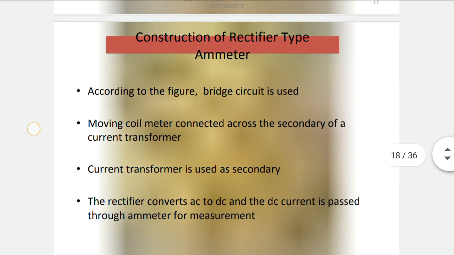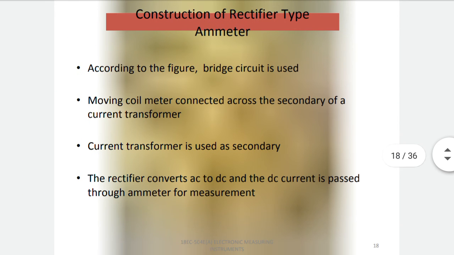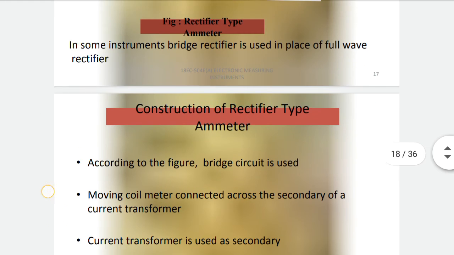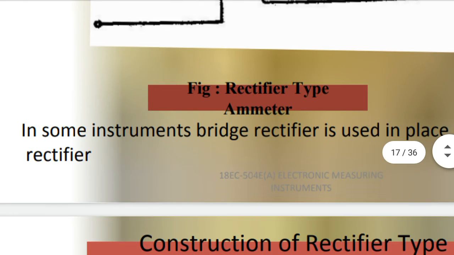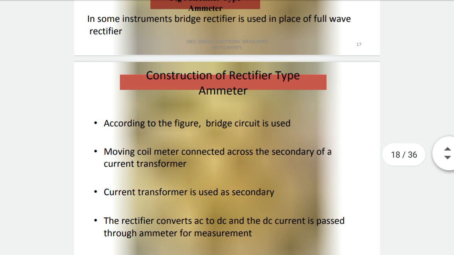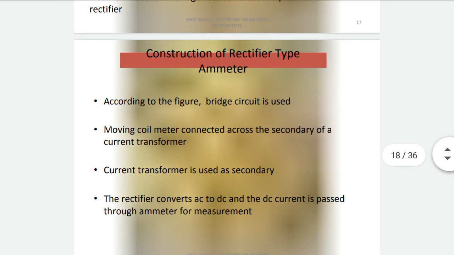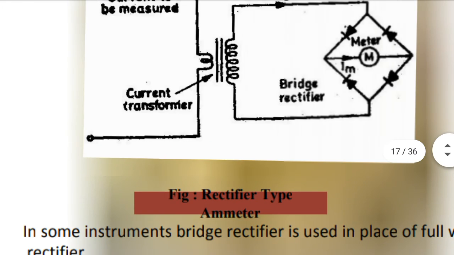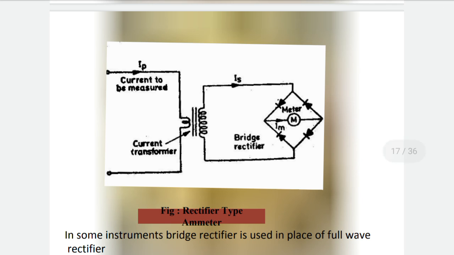Now the construction of the rectifier type ammeter. According to the figure, a bridge circuit is used. You know the bridge circuit consists of 4 diodes. During the positive half cycle, 2 diodes will conduct and 2 diodes will not conduct, and during the negative half cycle the other 2 diodes will conduct and the first 2 do not conduct. The moving coil meter is connected across the secondary of the current transformer. You can see the moving coil meter is connected.